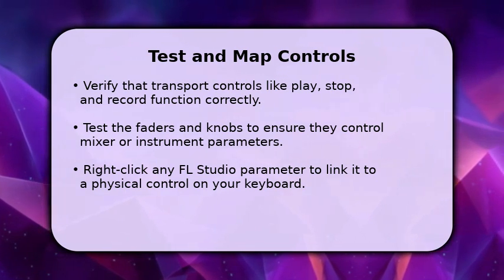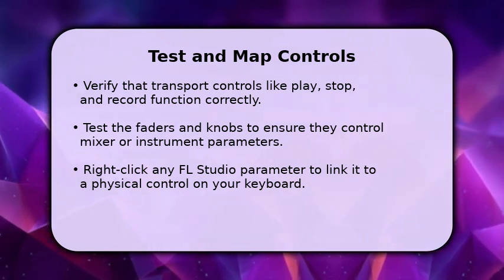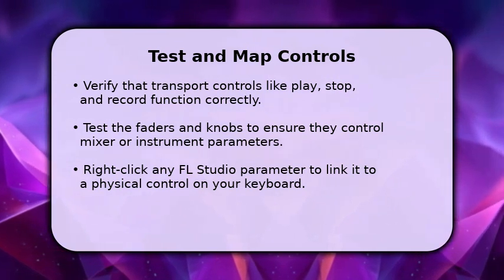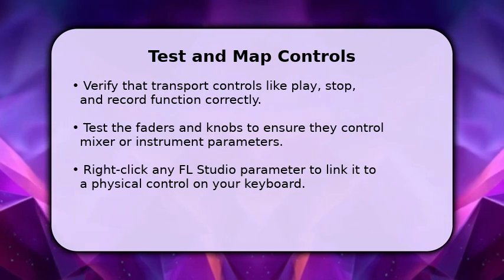For custom assignments, simply right-click on any parameter in FL Studio, select Link to Controller, and then move the desired physical control on your keyboard to map it.